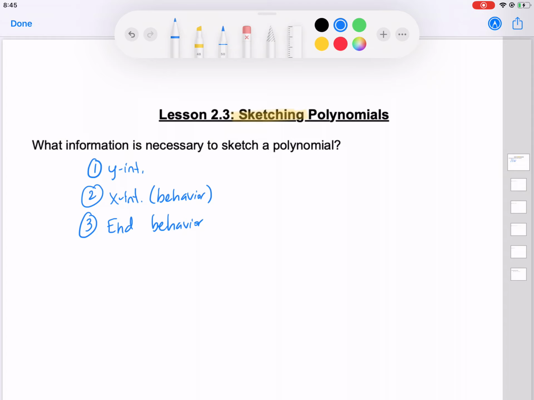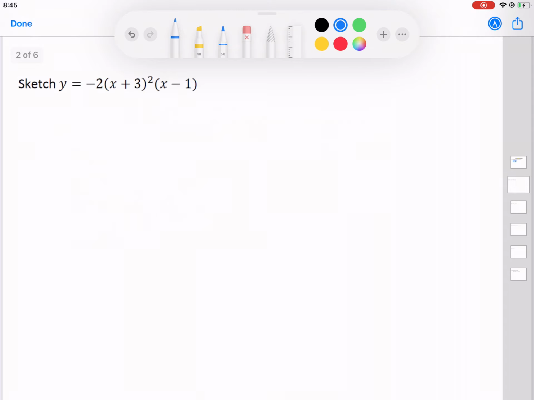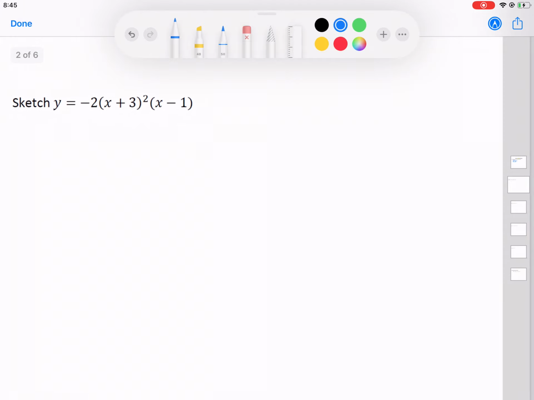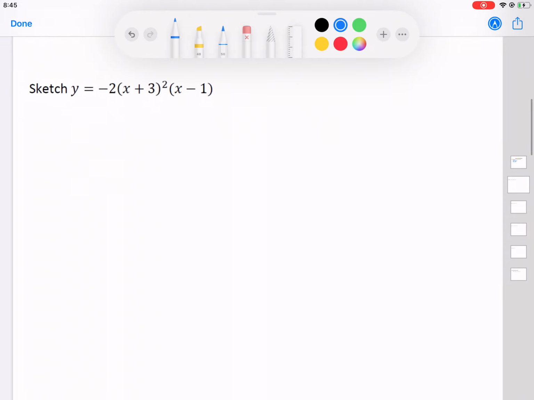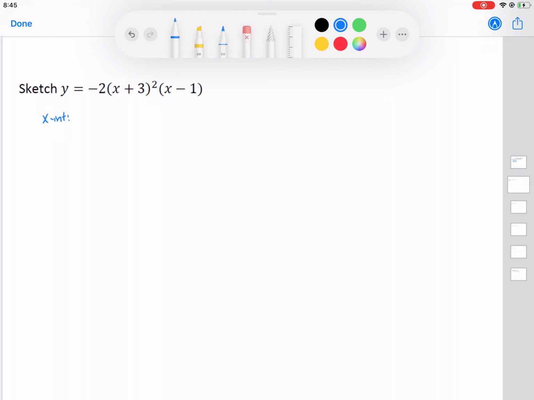Okay, so in order to find all of these, let me give an example, and I'll show through this example how you find each of those pieces. Once again, it doesn't matter what order you find all the stuff in. If the equation is in factored form, like this problem is, I like to find x-intercepts first. It's already in factored form. X-intercepts are really easy. For x-intercepts, you set the whole equation equal to 0. So you're trying to figure out what would make this entire equation 0.